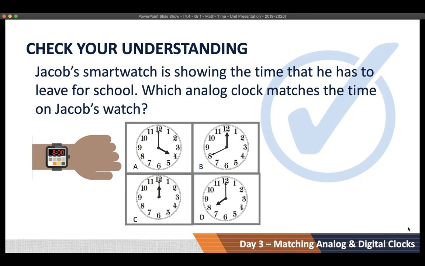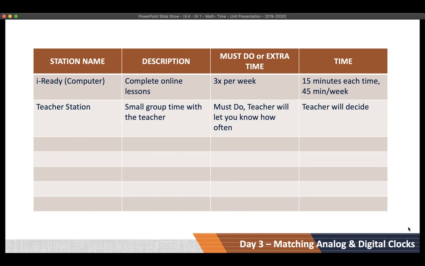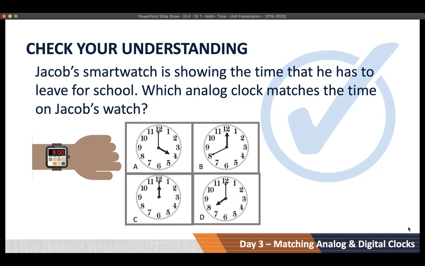Now it's time to check your understanding. Jacob's smartwatch is showing the time that he has to leave for school. Which analog clock matches the time on Jacob's watch? Go ahead and write down A, B, C, or D.